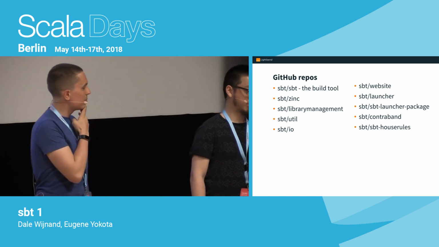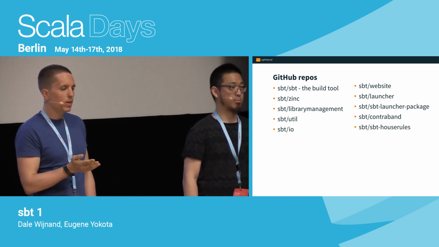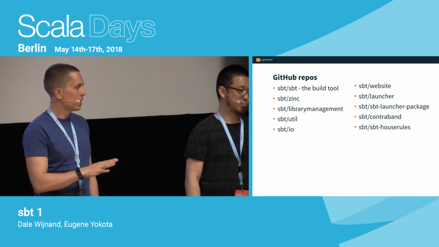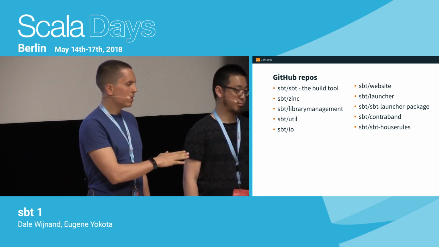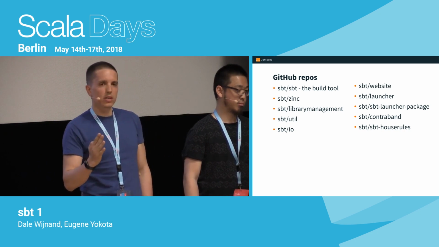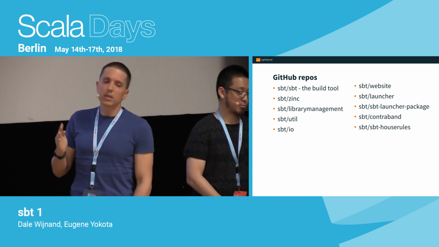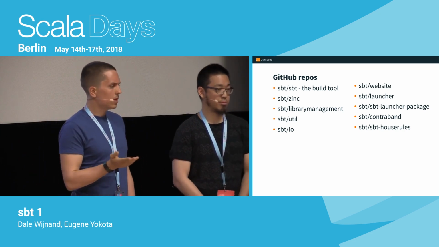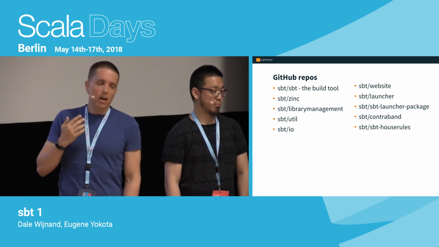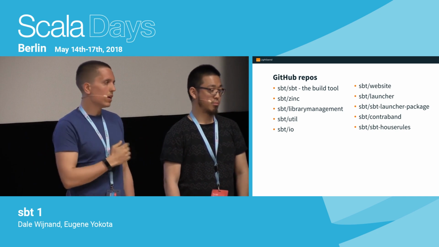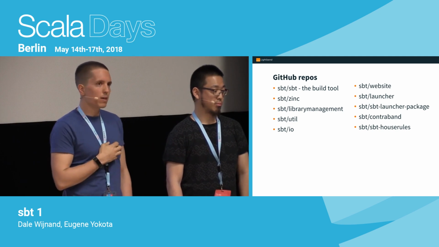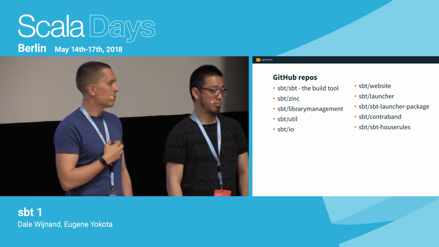And so, as Eugene mentioned at the beginning, in SBT 1 we started to break down SBT into the subsystems that compose it. So Zinc has been referenced, library management, and there's a couple of smaller ones, util and IO. There are also a few additional ones on the side that I wanted to mention because they are relevant within SBT's development. The website, for example, is a standalone repository where we have documentation and release notes, and recently the examples page to help users learn how to use SBT.